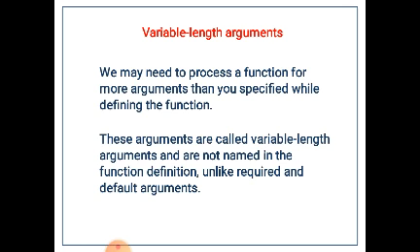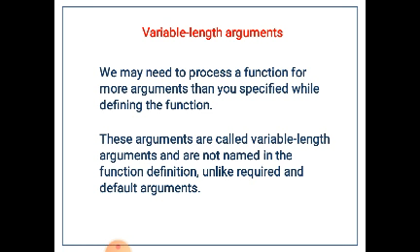Now the last one, the variable length arguments. This depends on the number of arguments we have sent to the function. There may be chances that we need to process a function for more arguments than we have specified while defining the function. While defining a function, if we define it to use only 4 values in the list, but while calling the function there were more than 4 values, then variable length arguments are to be used here.